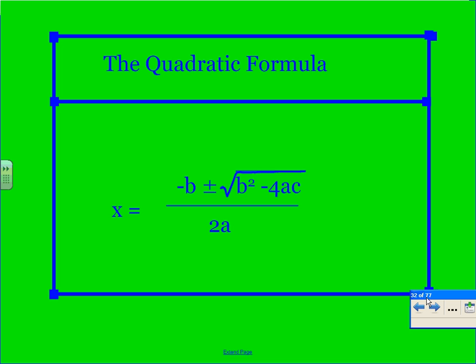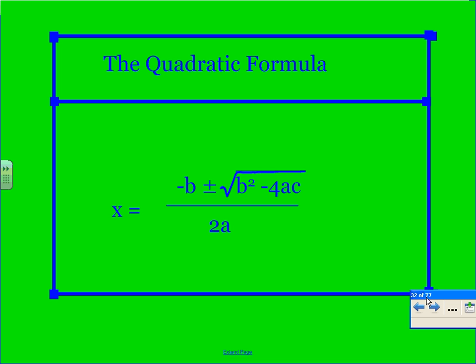What I want you to do first, real big in that box that says the quadratic formula, is write this down. It's always x equals, because we are still solving for x-intercepts of a parabola. Negative b, which we call the opposite of b, plus or minus the square root of b squared minus 4 times a times c, all over 2a.